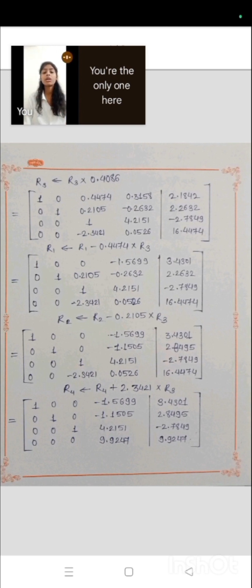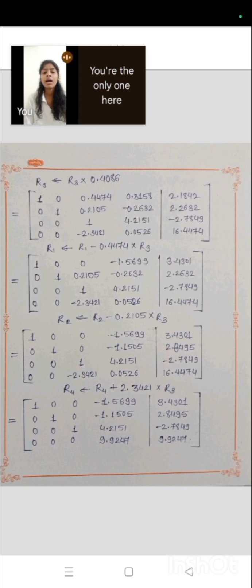Okay, here we put the operation in R1. R1 value is 1, 0, 0.4474, 0.3158 and 2.1842. Okay, so we put the operation in R1. Here the R1 value is 1 minus 0.4474 and R3 value is 0. So the answer will be 1.